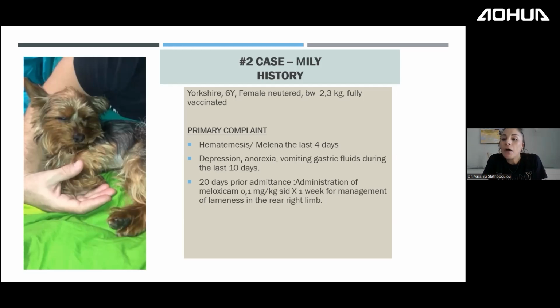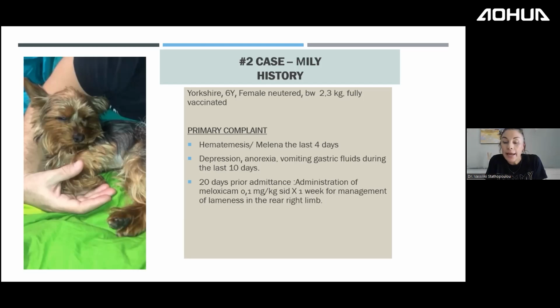So we had vomiting of gastric fluids during the last 10 days, and the clinical history says that 20 days prior to admittance, it had been given a single dosage of meloxicam, once per day for 1 week, for the management of lameness in the rear hind limb, which was probably a patella problem. So once per day, not even twice per day.